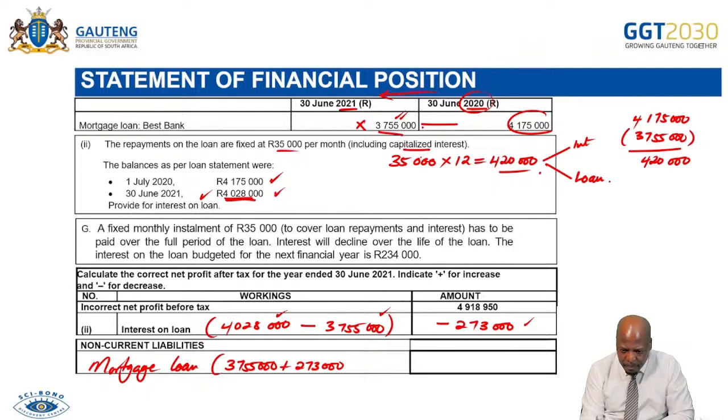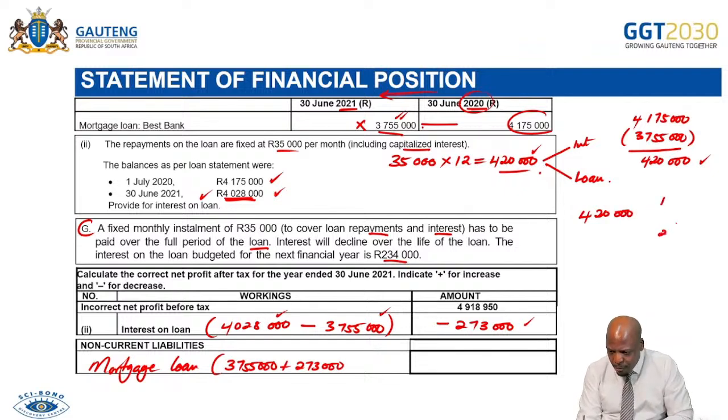So I take my loan from our records, then I add the interest because interest must be capitalized. All right. Now, we then come to information G, which says a fixed monthly installment of 35,000 to cover the loan repayments and interest has to be paid over the full period of the loan. So we're going to continue paying the 420 in any case, which we got here. Then we are told that the interest on the loan budgeted for the next financial period is 234. So what they're saying is our repayments will remain 420. But remember that 420 is built by two things. Number one is interest, and our interest for the next financial period is 234.